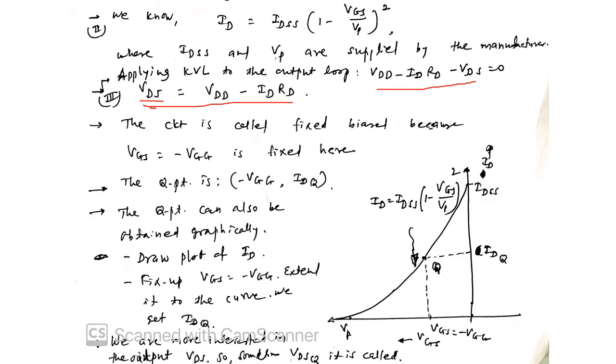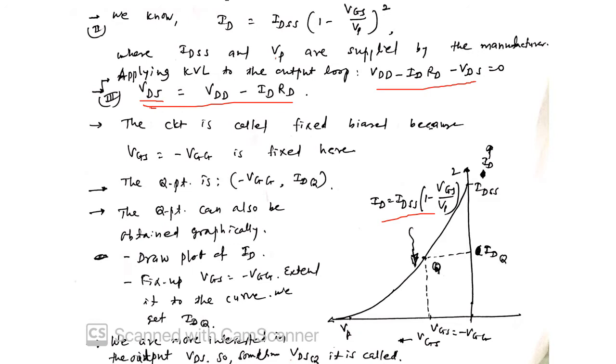Let us try to understand this in terms of graphs. The graphical way is one more way to find the operating point. We know the transfer characteristic for JFET and DMOSFET, with VP marked, and VGS has to be negative. It follows the equation ID is equal to IDSS times 1 minus VGS over VP, squared. You get this characteristic.